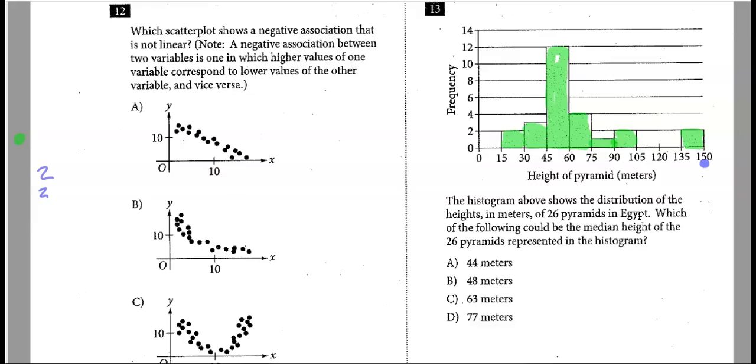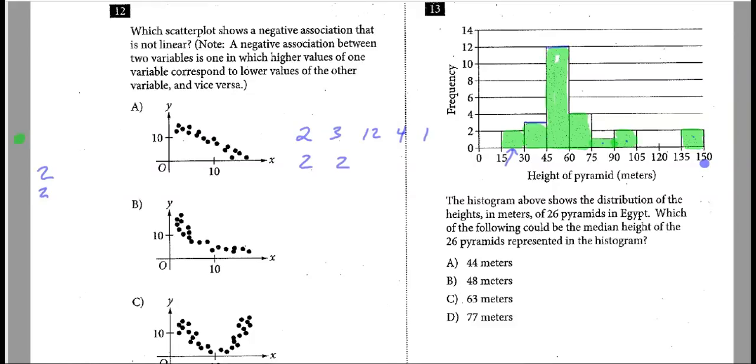So right here, this little bar means that there were 2 pyramids between 15 and 30 feet tall. My kids struggle understanding that that represents 2 different pyramids. Here we're talking about 3 different pyramids. There are 12 pyramids, so a lot of pyramids, between 45 and 60 feet tall. There are 4 pyramids between 60 and 75 feet tall. There was 1 pyramid right here in the 75 to 90. There are 2 in the 90 to 105. And then there are 2 in the 135 to 150.